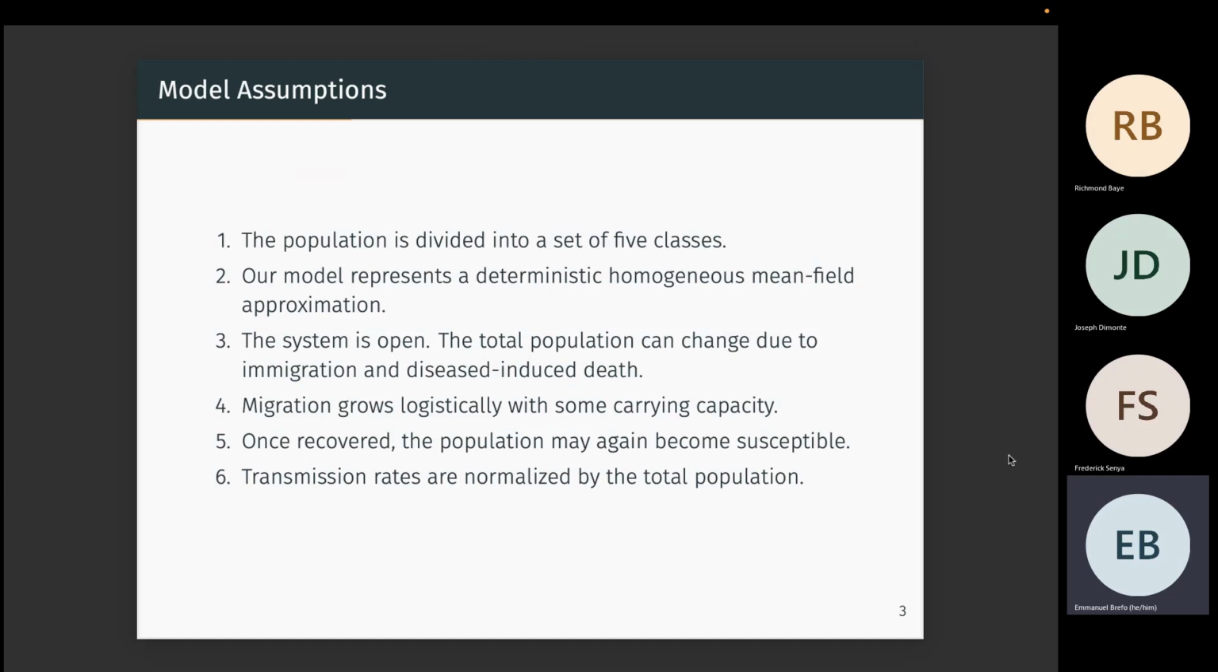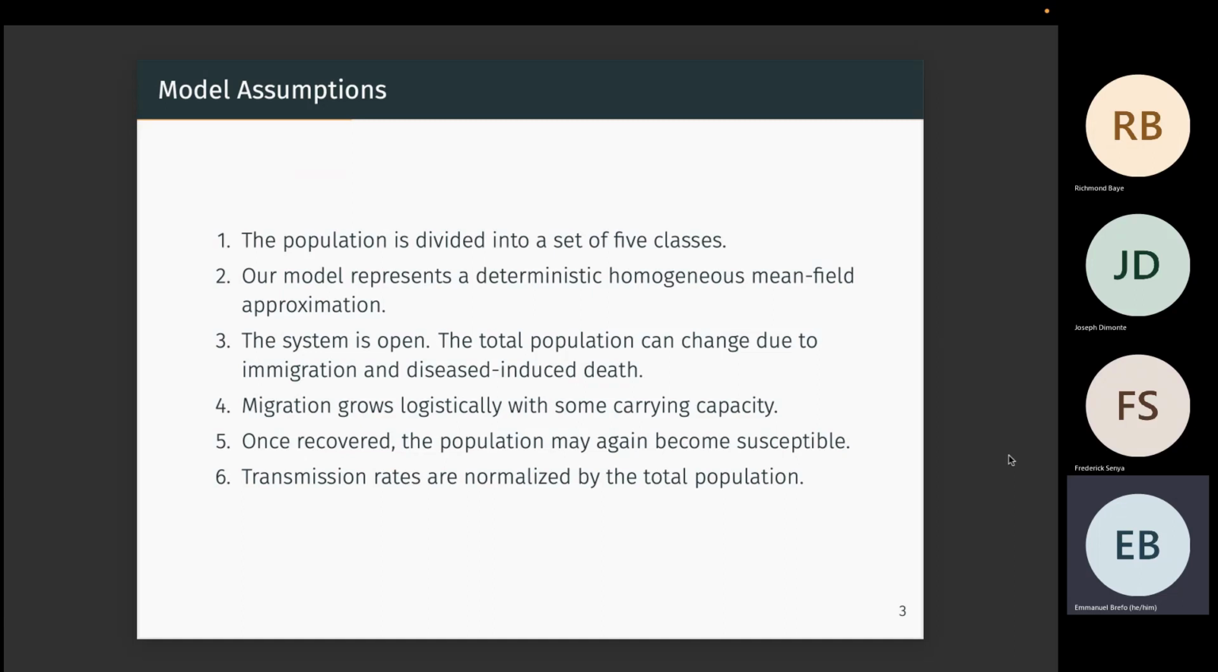We also have several assumptions on this model. The first assumption was that the population is divided into 5 compartments. The second assumption was that our model represented deterministic homogeneous mean field approximation. The third assumption was that the system is open. The total population can change due to immigration and disease-induced death. Our fourth assumption was that migration grows logistically with some carrying capacity.